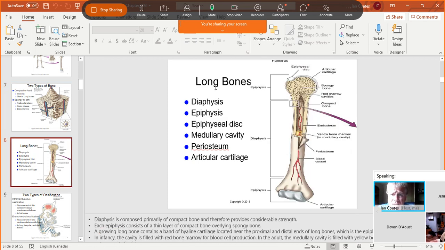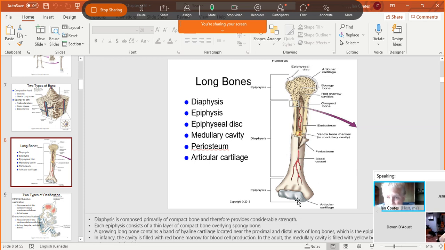Long bones, areas there that I want you to be able to look at. You've got the diaphysis, epiphyseal disc, medullary cavity, periosteum, articulating cartilage. So let's say this is my humerus, the upper arm.